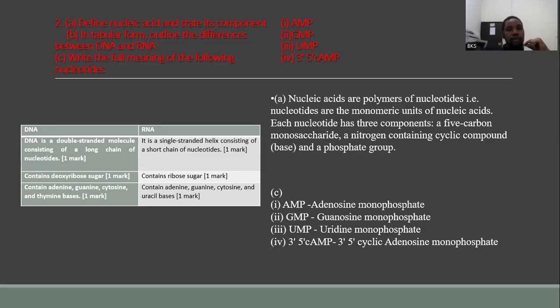Then the next one says differentiate in tabular form between DNA and RNA. We've also discussed that RNA is single stranded, and also the differences in the nucleotides. Then another thing is write the full meaning of the following: AMP, which I just mentioned, adenosine monophosphate, guanosine monophosphate, uridine monophosphate, and cyclic adenosine monophosphate.